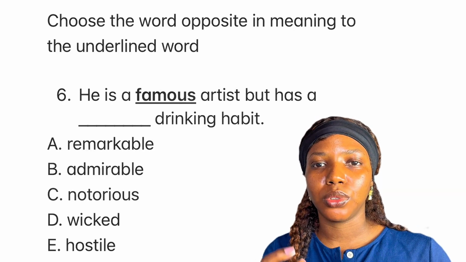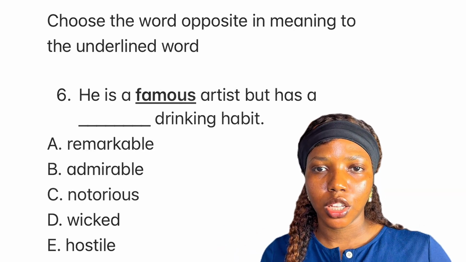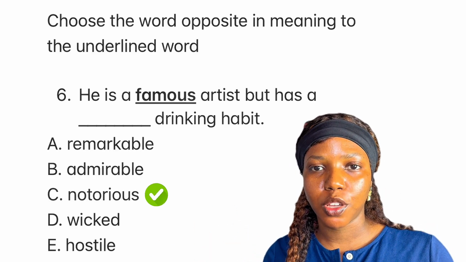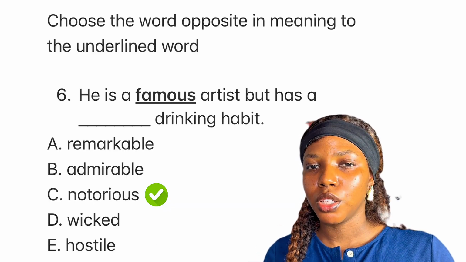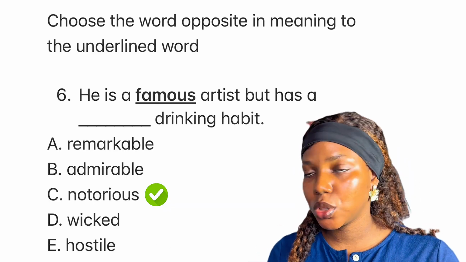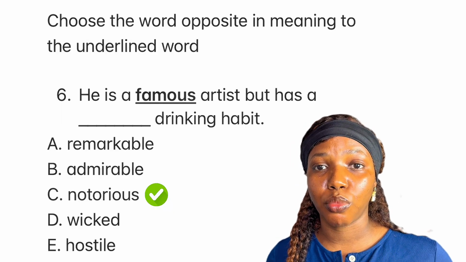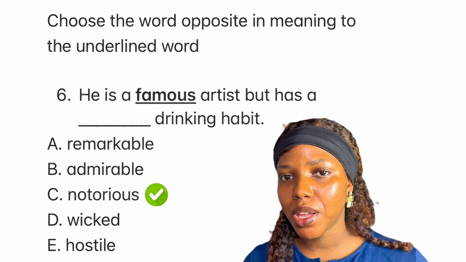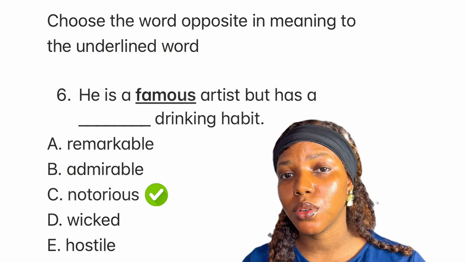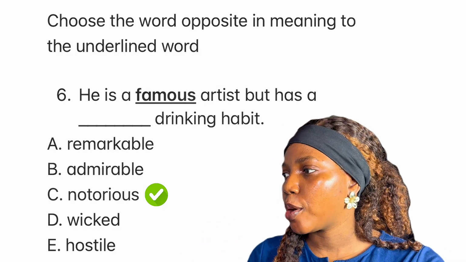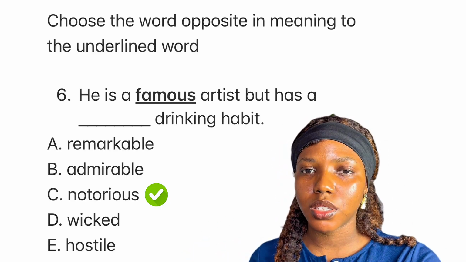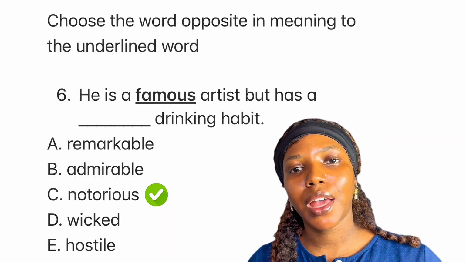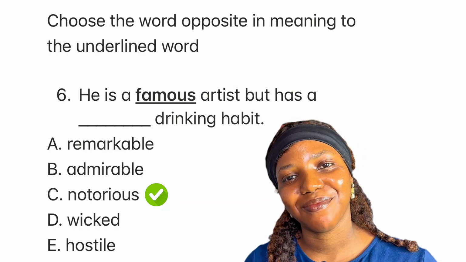So we need a word that would describe a bad reputation, and that is notorious. Notorious is to be well known for a bad thing, and we speak of notorious criminal, so notorious is the answer to this question. We can't use wicked because wicked is used in the context of morality. So if we had is a good artist or is a kind artist, then we can think of wicked because it is in the context of what? Morality, right? Option E, hostile. It is used in the context of attitude or behavior. So final answer to this question is option C, notorious, because it is in the context of reputation.